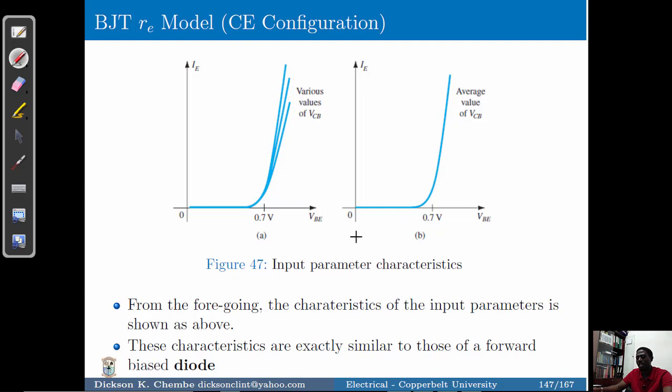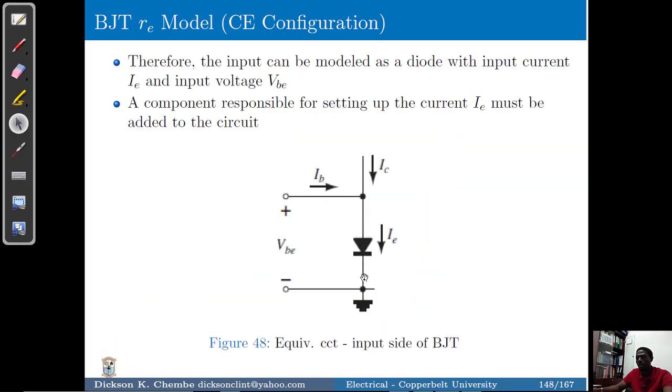So we are saying on the input side, the transistor will act more or less like a diode, and in so doing, we replace the input side with a diode, which has the input current being the emitter current and the input voltage being the base emitter voltage. And this is the equivalent circuit on the input side.